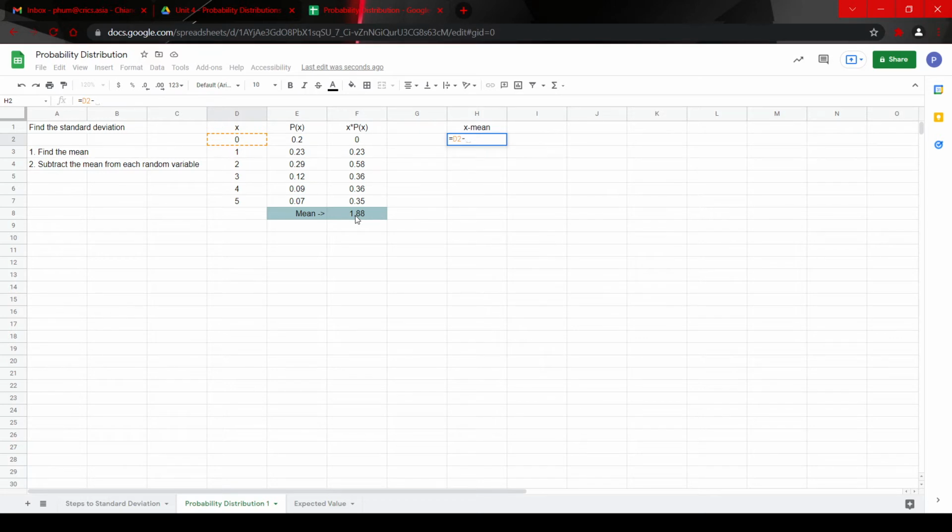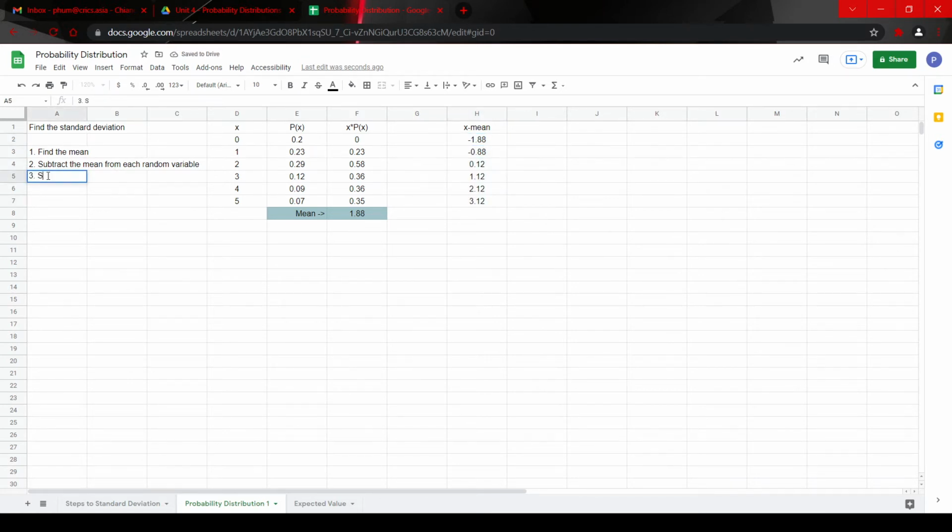Now remember that when we drag this down, we don't want the 8 to change, right? We don't want it to become F9, F10. So we will do $8. Instead of doing this, you can also just type in 1.88. Both ways work. I'm just going to do $8 and drag it down.